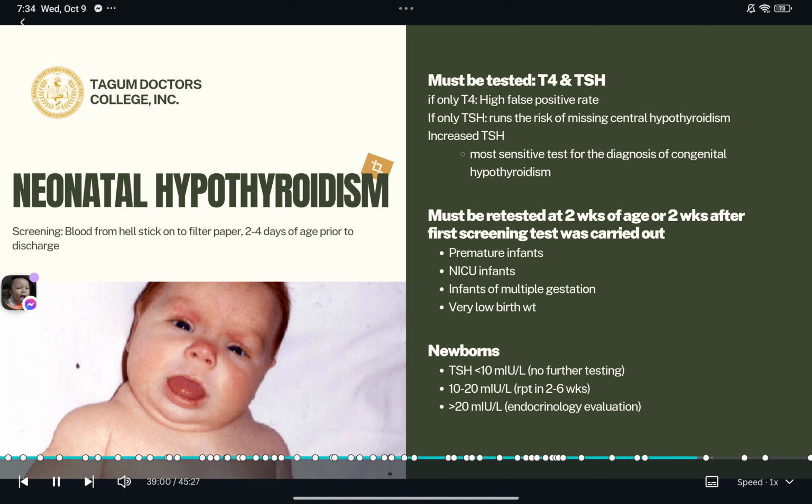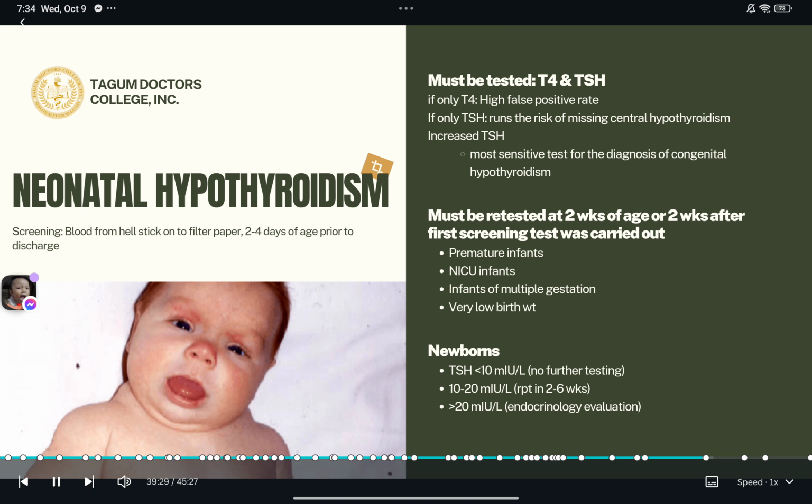Okay, for newborns, if their TSH is less than 10 MIU per liter, so no further testing is necessary. Okay, if 10 to 20 ang value niya, so we have another repeat in 2 to 6 weeks. And if more than 20, then it would require an endocrinology evaluation.